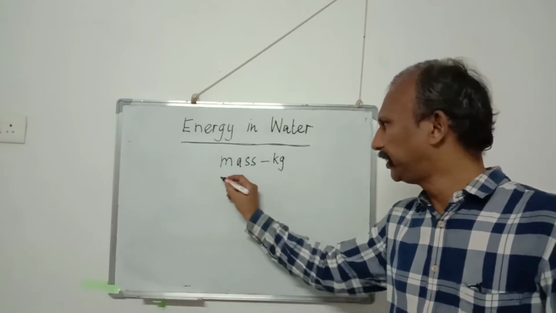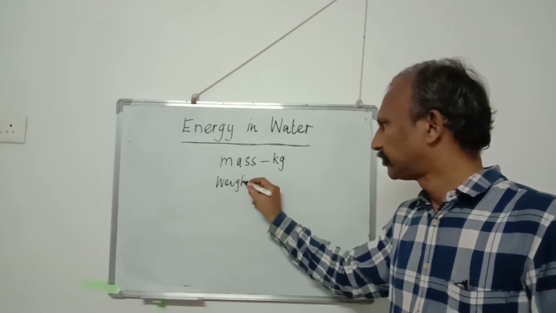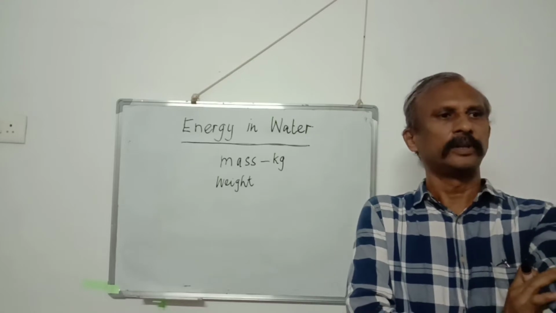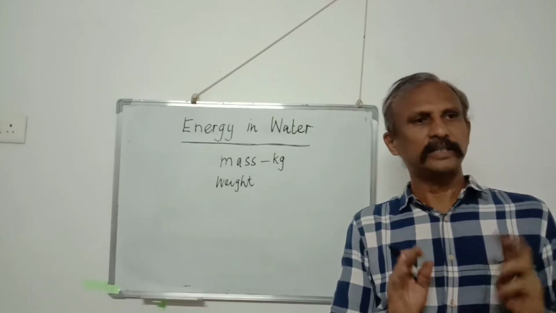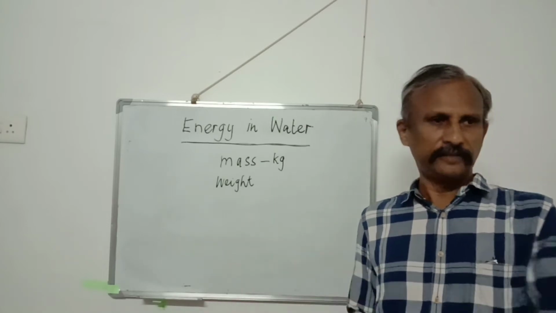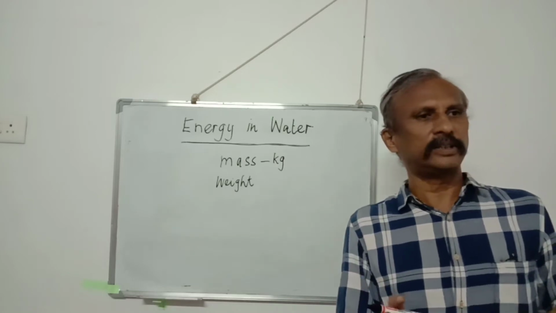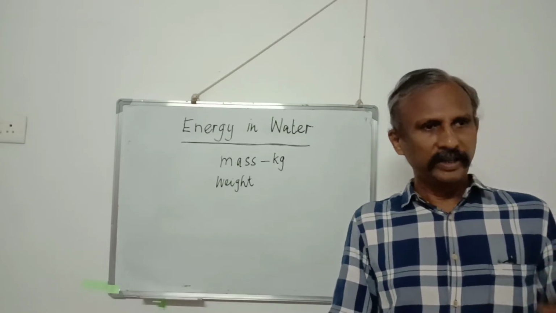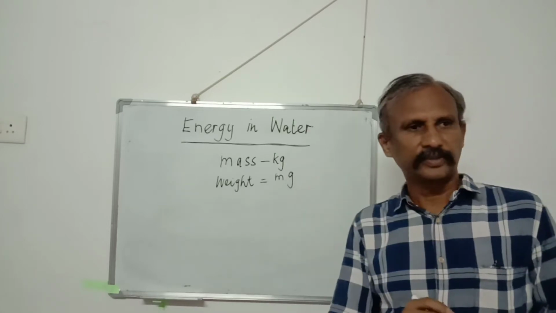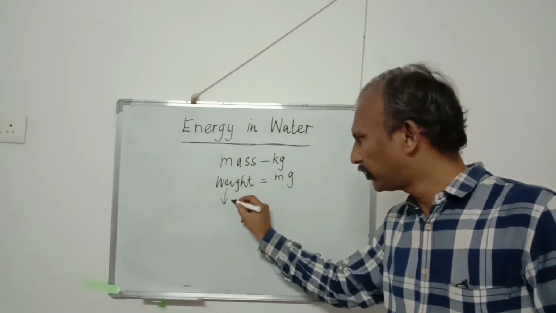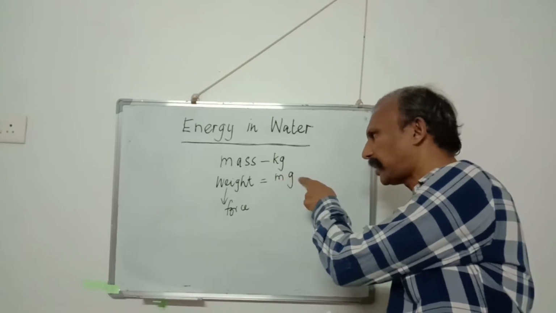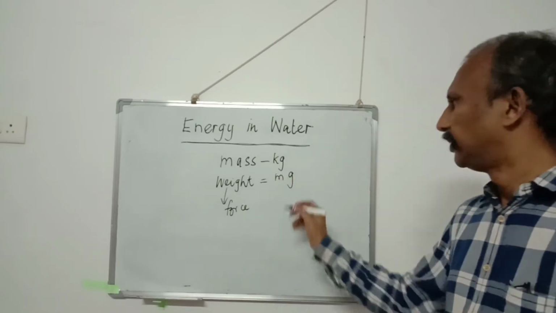Next quantity is weight. Many times people get confused between mass and weight. Mass and weight are two different quantities. Mass is different and weight is different, but they are related to one another. Weight is equal to mass into acceleration due to gravity, and weight is a force because it is mass into acceleration.